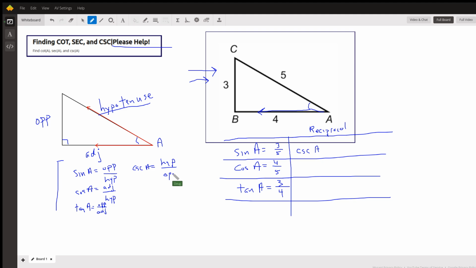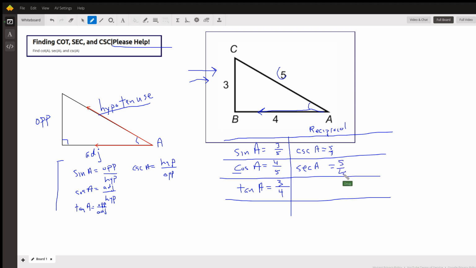Or you can think sine, turn it upside down. Instead of 3/5, it's 5/3. And for the cosine of A, the reciprocal has the opposite letter, secant. Secant of A, turn the cosine upside down, or look at it this way. Cosine is 4/5, secant is 5/4.